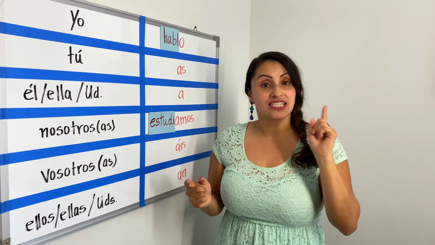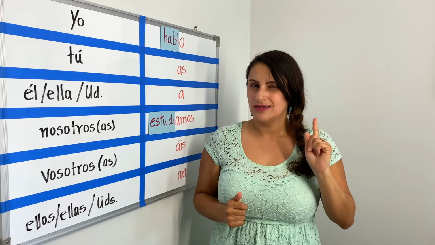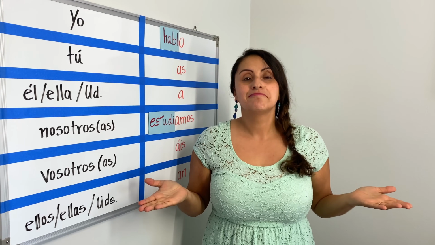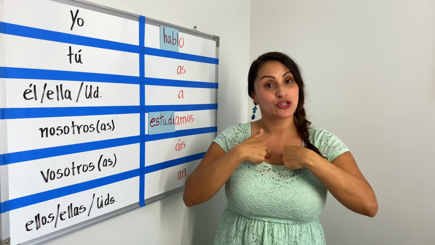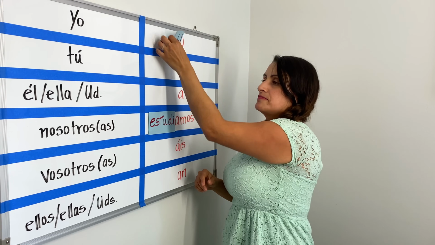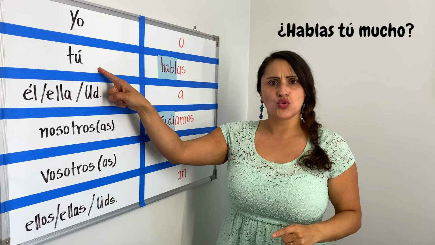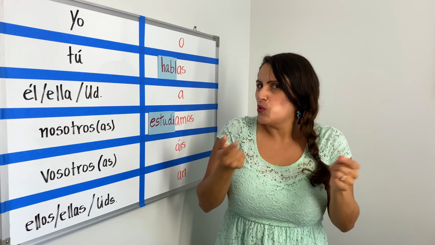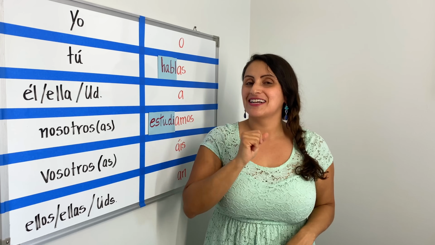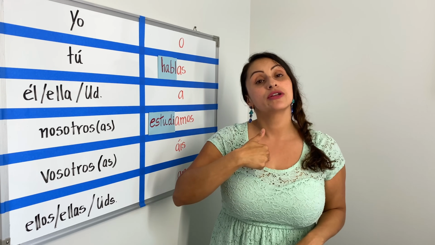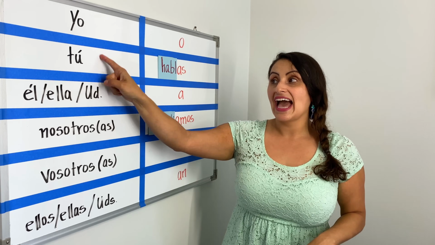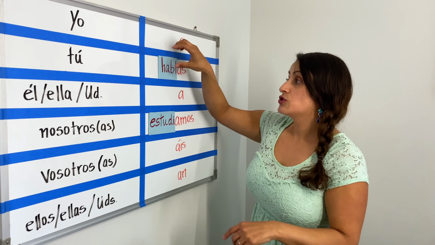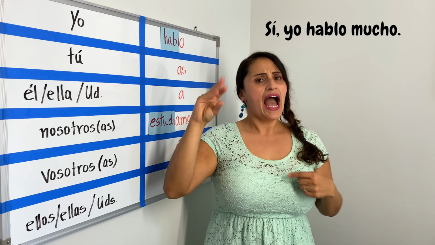Now, I want you to think of the following. What if I ask you a question? Got it? So if I'm asking you, who would you be answering about? You're right, you're answering about yourself. So I may ask, ¿hablas tú mucho? Or ¿tú hablas mucho? So who would you be answering about? We talked about it a few seconds ago. You would be answering about yourself. So even though I asked the question in the tú form, you will be answering in the yo form. So you would say, yo hablo mucho.